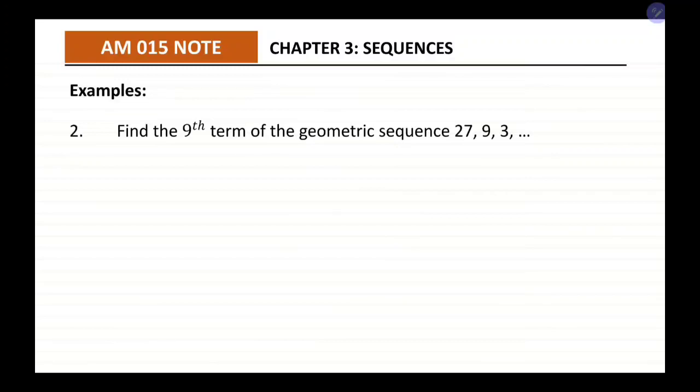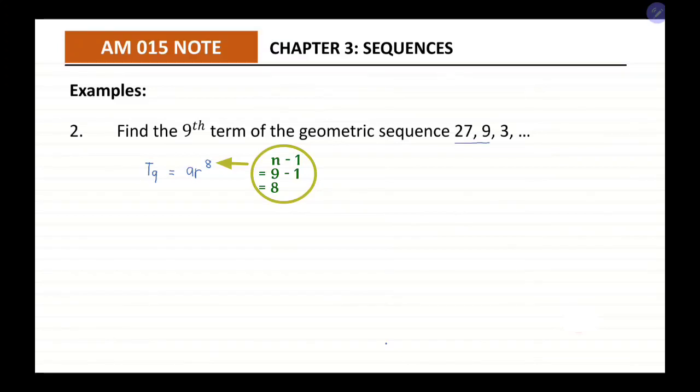We go to question number 2. Find the ninth term of the geometric sequence 27, 9, 3 and so on. We want to find the ninth term, which means we want to find T9. Okay, T9 for a geometric sequence is ar to the power of 8. The 8 comes from n minus 1. n is 9, so 9 minus 1 we get 8.